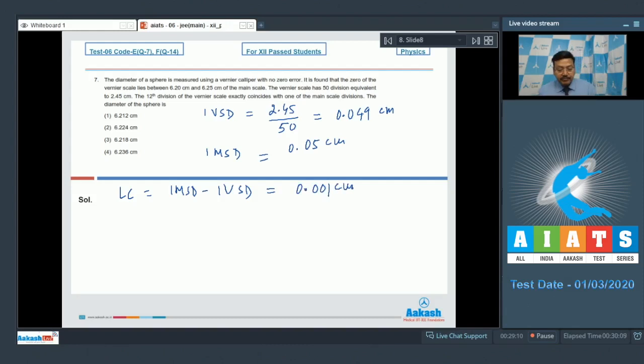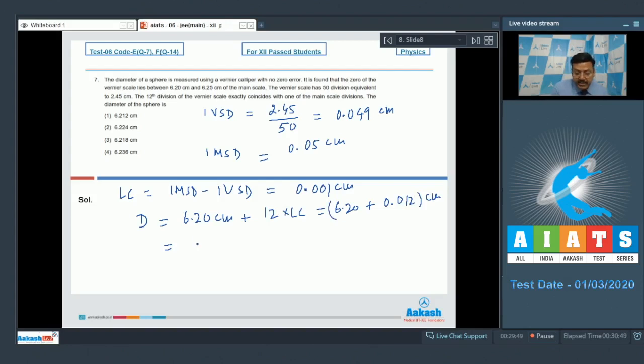That's the least count. Well, so the diameter of the sphere will be, in fact, the main scale reading that we have got. Main scale reading was 6.2 centimeter. So we can say the diameter is then 6.20 centimeter plus 12 times the least count. So 12 LC, and let's simplify this. This is then 6.20 plus 12 into 0.001, which means it is 0.012 centimeter.